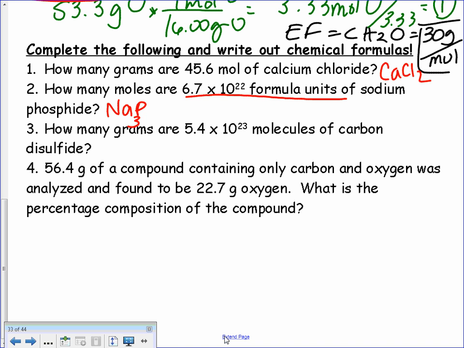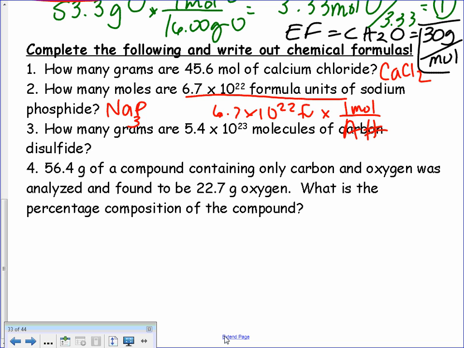We're using Avogadro's number to go to what? So Avogadro's number goes with the particle, so we'll do this. I'll write this out for you. 6.7 times 10 to the 22nd formula units times what? Right, so we're going to moles. We're going to moles on top, and then Avogadro's number down low. So I'm just going to put A number, Avogadro's number. Also a single step, right? Okay, so good so far.